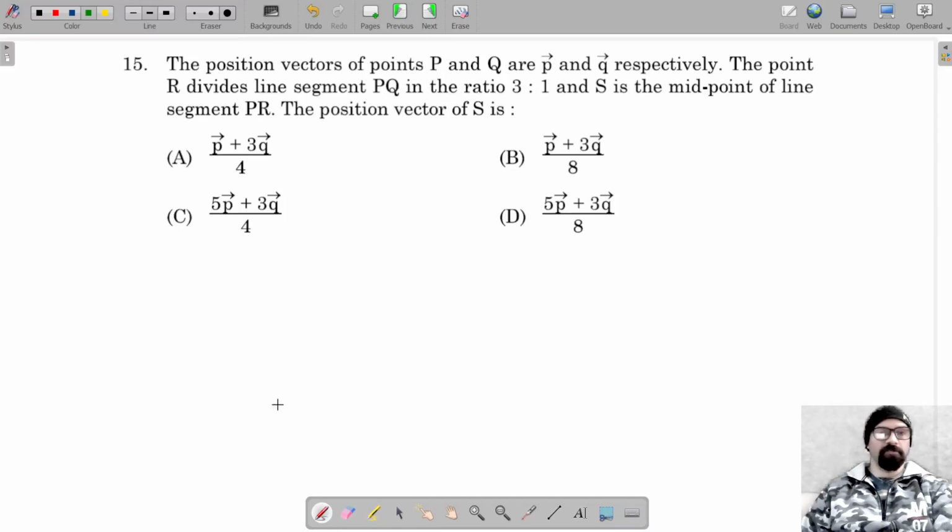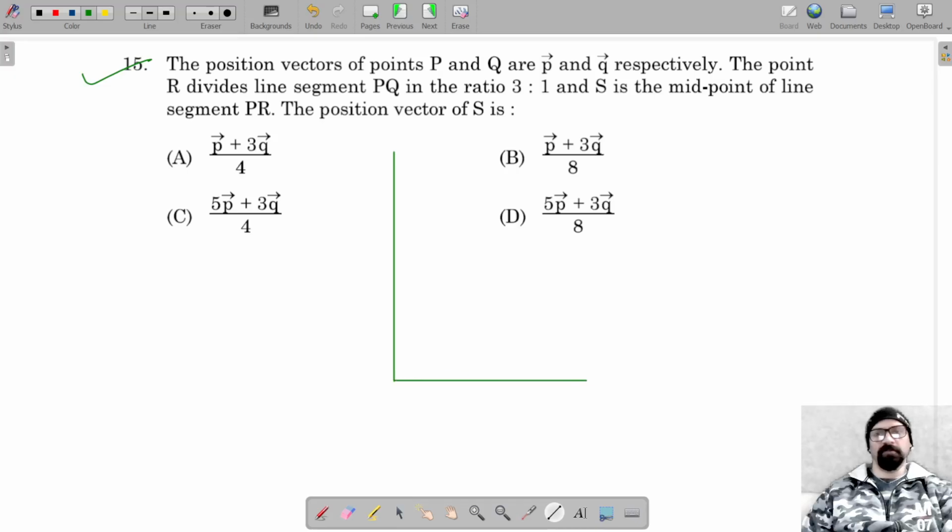Okay, for the next question, that is question number 15. It's given that the position vectors of points P and Q are P vector and Q vector, and there is a point R that divides the line segment PQ in the ratio 3 is to 1. So let's get our 3D space here. So this is the three perpendicular coordinate axes, X, Y, and Z.